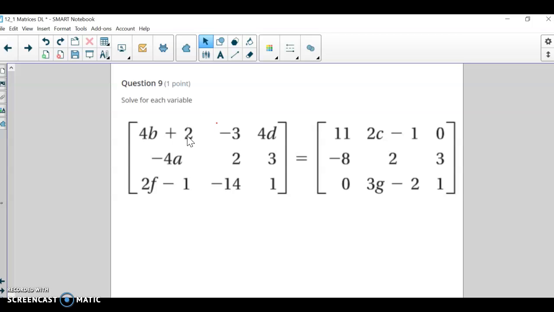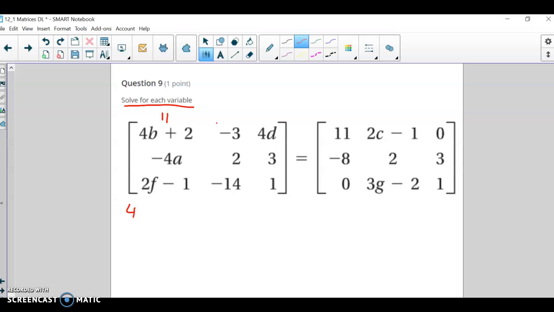Okay, this video is to help with number 9 from the Matrices homework. We have to solve for each variable. So what I'm going to do is just look and say, okay, if these two matrices have to be equal, each corresponding entry has to be equal. So basically I would need an 11 right here to match the 11 up here.